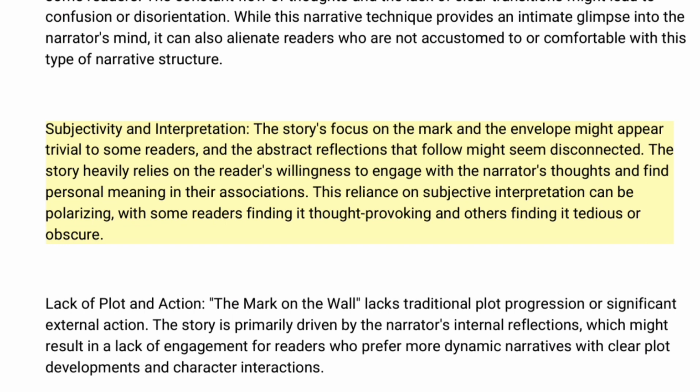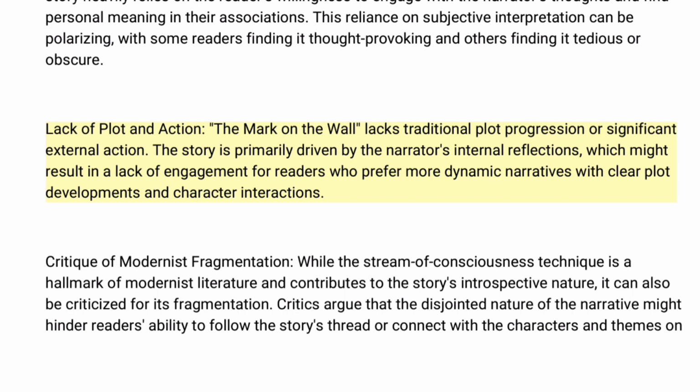Subjectivity and interpretation. The story's focus on the mark and the envelope might appear trivial to some readers, and the abstract reflections that follow might seem disconnected. The story heavily relies on the reader's willingness to engage with the narrator's thoughts and find personal meaning in their associations. This reliance on subjective interpretation can be polarizing, with some readers finding it thought-provoking and others finding it tedious or obscure. Lack of plot and action.